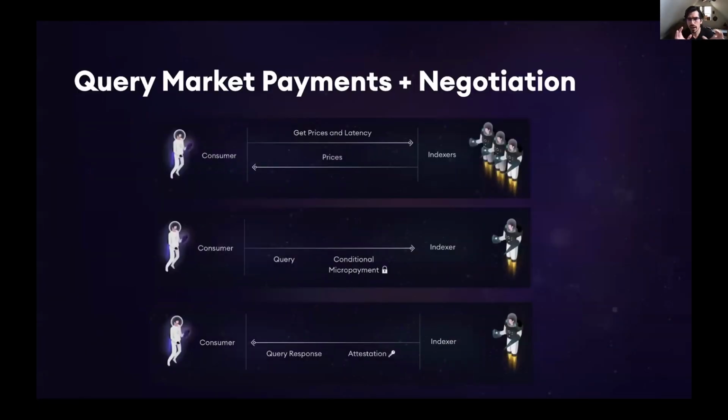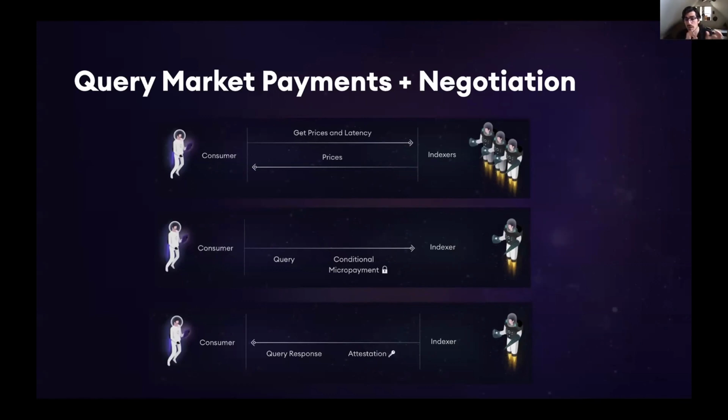A little bit more on how these query market interactions take place. So I already mentioned that consumers use the on-chain service discovery layer. What they're doing is they're finding a set of indexers to ask for their prices and check their latency. And there's a whole host of other attributes that they can look at, right? They can track their local reputation. They can look at the economic security that they're offering, so the amount that they have staked. It's really open-ended as far as what the consumer wants to pay attention to.